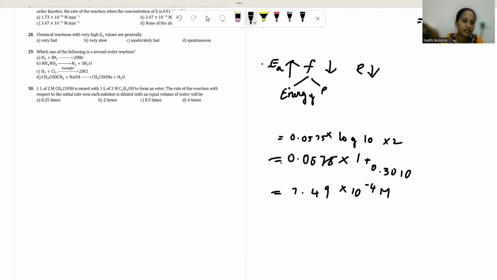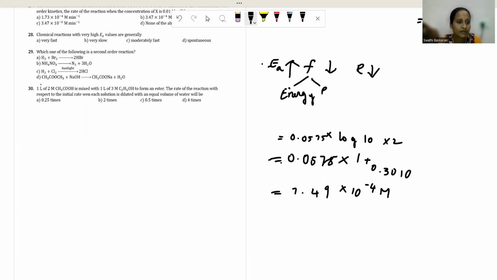Basically, we have taken the examples of photochemical reactions under the heading of zero order reaction, and hence option A and option C can be considered to be zero order reactions. Then the second option, NH4NO3, which is undergoing decomposition to give N2 and 3 moles of water, actually comes under the category of first order reaction.